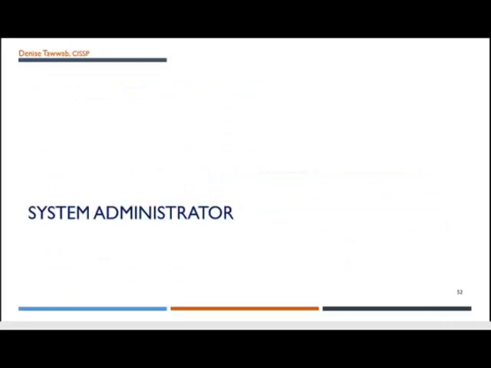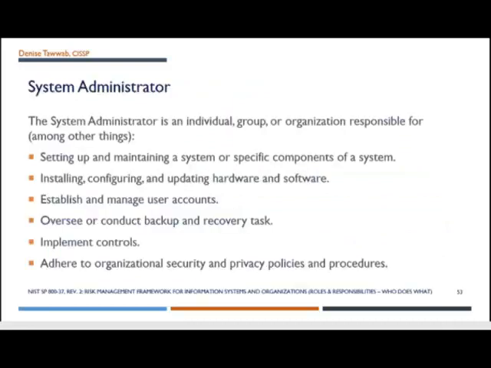Next up is your system administrator. Your system administrator is an individual, group, or organization responsible for, among other things, setting up and maintaining a system or specific components of a system, installing, configuring, and updating the hardware and software, establishing and managing user accounts, overseeing or conducting backup and recovery tasks, implementing controls, adhering to organizational security and privacy policies and procedures.